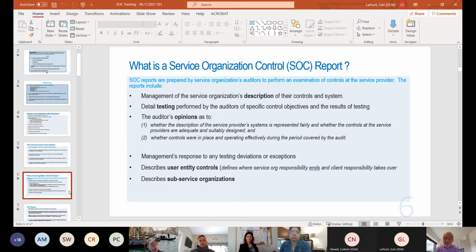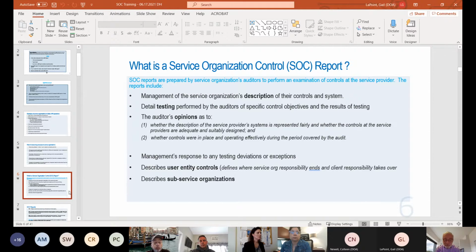And then the auditors provide an opinion on whether, one, the service provider's systems and controls are adequate and suitably designed, and two, whether the controls were in place and operating effectively during the period covered by the audit. So that's really the most important piece here: the auditors are actually opining on the adequacy of the controls, and the fact that they have done tests to ensure that they were operating effectively during the period covered by the audit. So if there are any exceptions noted during the audit, management typically provides a response that is included right within the report.